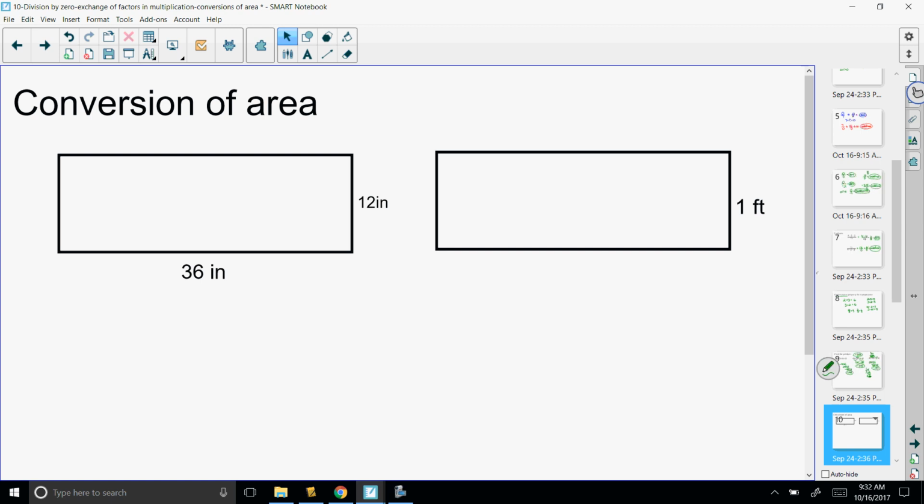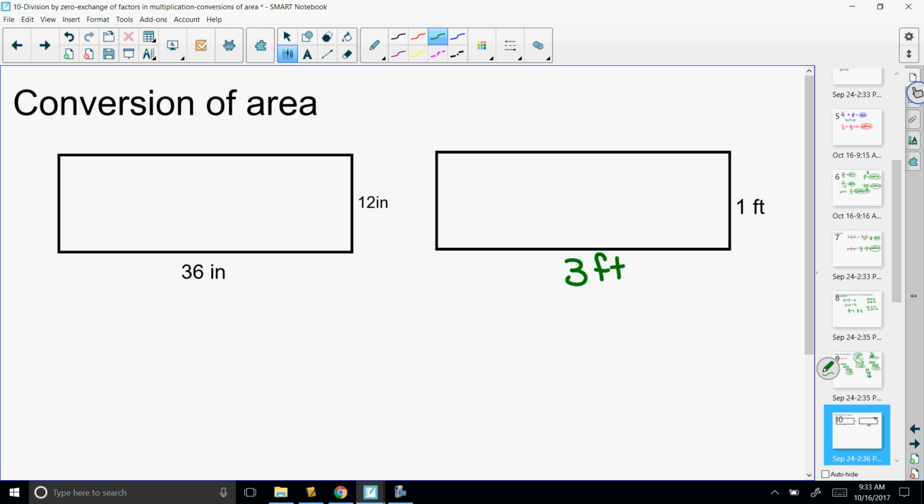Oh my goodness. Two rectangles. Should I back up and start over? The two rectangles are congruent to each other. One of them is in inches, the other one is in feet. You should know by now from your unit conversions that 12 inches is the same thing as 1 foot. I have 36 inches. How am I going to convert that over here? It is the same thing as 3 feet.